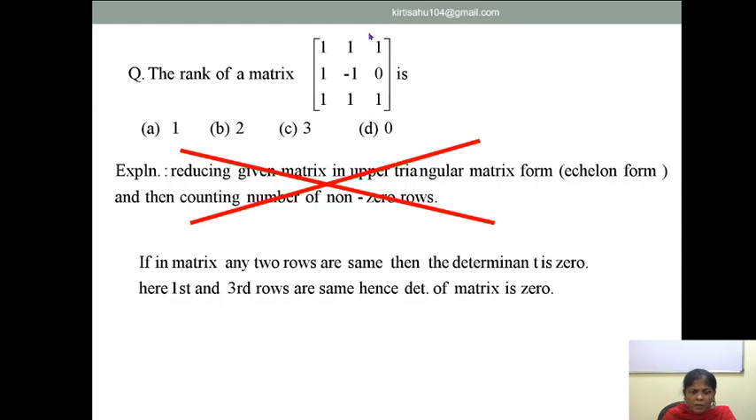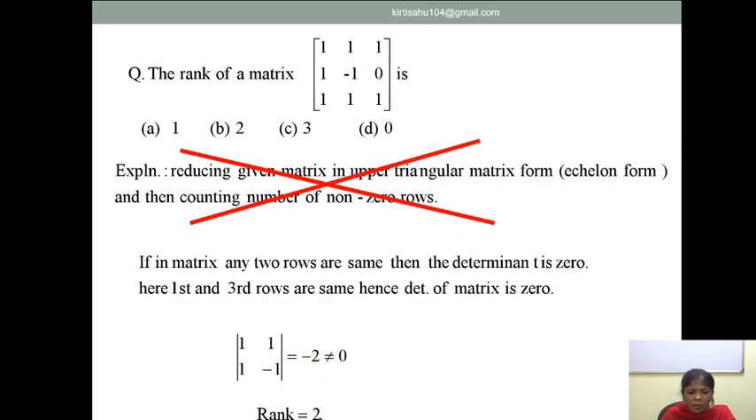So we will start with the determinant of 3 by 3, and as two rows are the same, we have a property that if in a matrix any two rows are the same, then its determinant is 0. So the determinant of this matrix will be 0. So we will go for a determinant of lesser order, that is 2 by 2. Take any 2 by 2 determinant over here. Let me take this one. What we find is that it is non-zero.